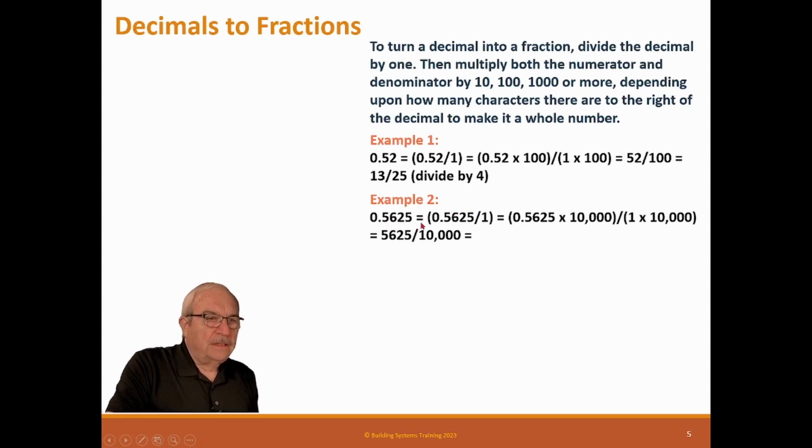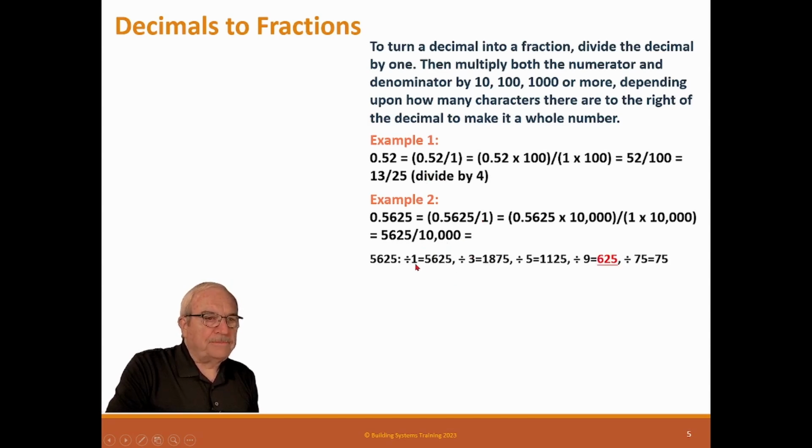0.5625 would equal 0.5625 divided by 1, and then we're going to multiply it times 10,000 because we have 4 decimal places. So then it's going to be this times 10,000 divided by 1 times 10,000, which equals 5625 divided by 10,000. Now to reduce this is not obvious, whereas this one up here, okay, easy to do. This one here, you got to think about it a little bit.